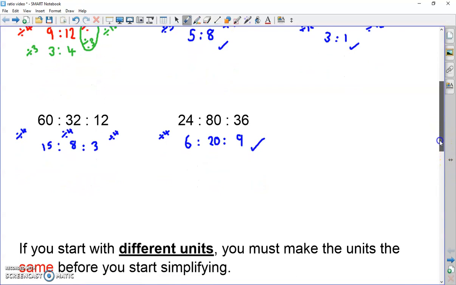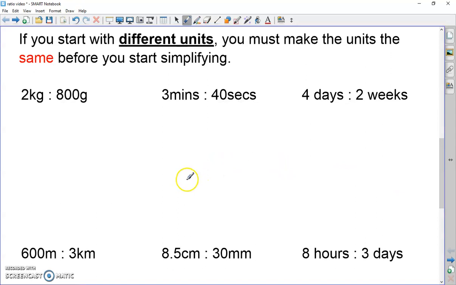The only thing that can make this a little bit tricky is if you've got different units to start with. Now, a ratio shouldn't really have units. It's just two numbers. But those numbers must have the same units. So you can't have a mix of kilograms and grams. You've got to pick either kilograms or grams and work it through with the same units both sides.